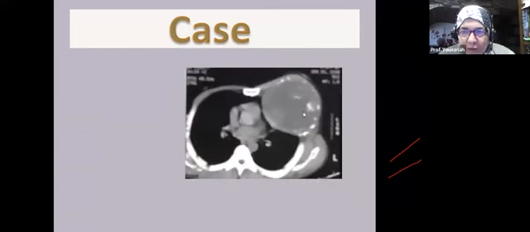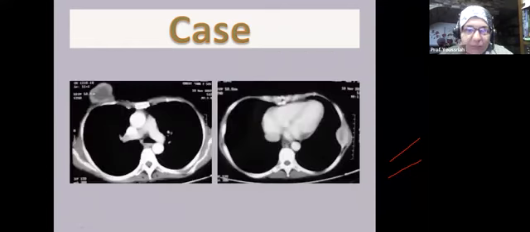This is a chondrosarcoma. I'm sorry for the image, I took it with my mobile. This is a chondrosarcoma of the chest wall. It's not a common entity. As you can see, there is popcorn calcification in the lesion related to the rib and costochondral junction.